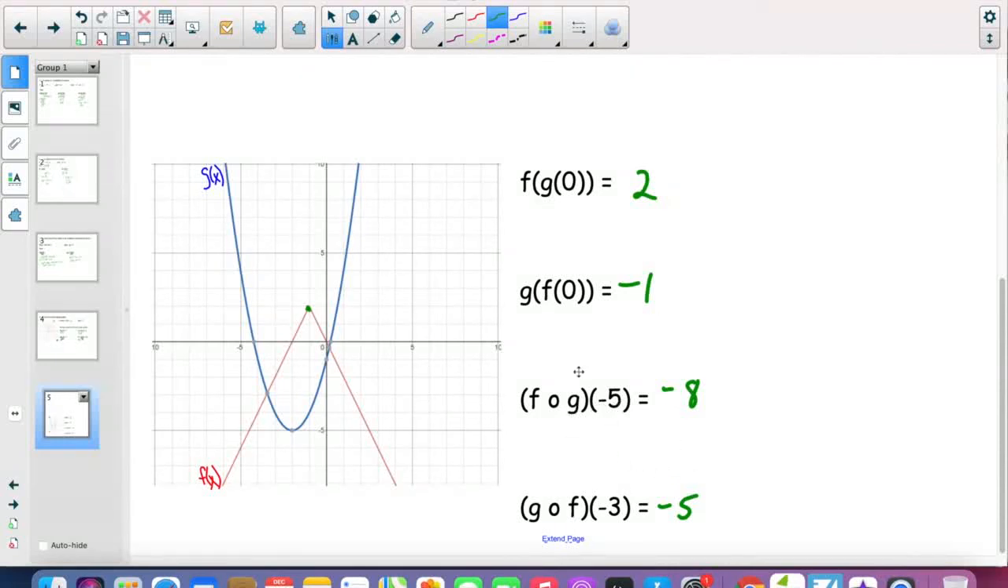g of -5, if we go to the -5 and travel up to the g function, we get 4. So f of 4 would give us a -8. For g of f of -3, f of -3, we go to the x value of -3 and go down to the f function, that's at -2. Then we travel to -2 on the x and go down to the g function, which is at -5. So g of f of -3 is -5.